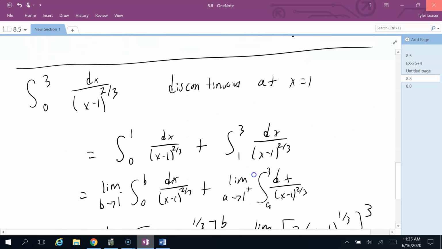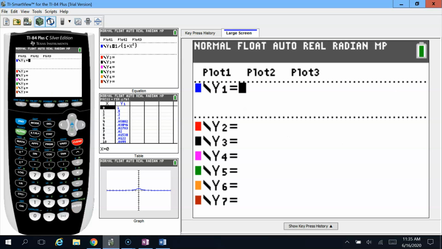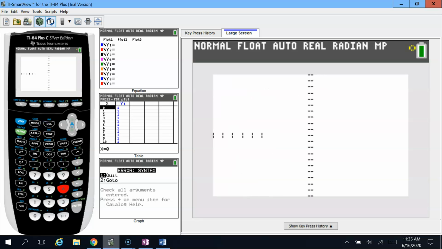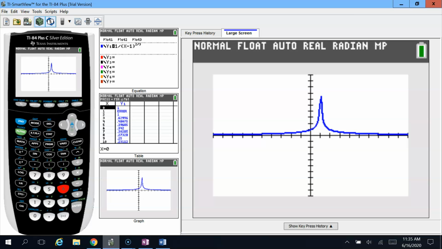Just to show you what's going on for the graph, let's look at our calculator here. So here we were looking at the graph of 1 over (x minus 1) to the 2/3. We'll zoom standard just in case we weren't before. All right, so here's our graph. Remember that we have a vertical asymptote at 1, so you should see it coming up there. There it goes. I know it kind of stops here, but this really does go up to positive infinity. This is just the calculator freaking out a little bit. You can even see it has an error there at 1 on the table.